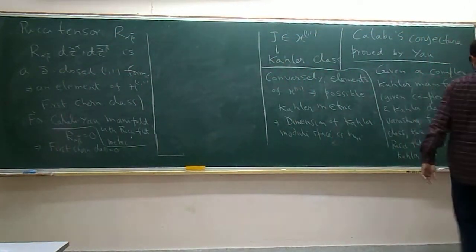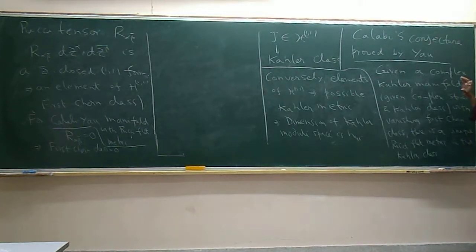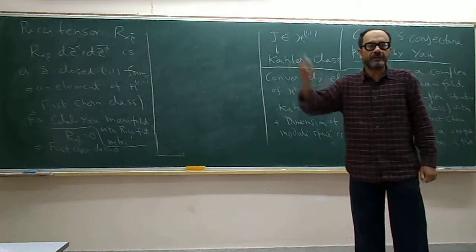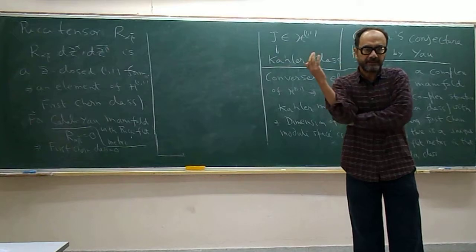Now you fix the complex structure, which may have its own moduli. It could vary: for a given real manifold, you could vary the complex structure. You fix the complex structure, and you fix the scalar class. That means you pick an element of H11, but that doesn't fix the metric completely, because given an element of H11, of course there are many representatives.